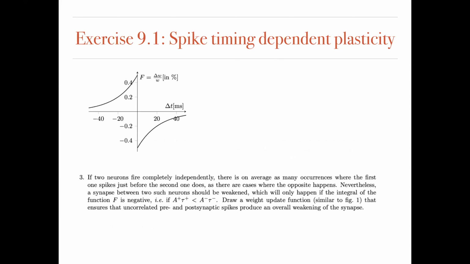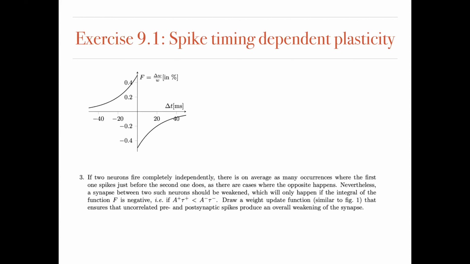Exercise 3: if two neurons fire completely independently, there are on average as many occurrences where the first one spikes just before the second one does as the opposite case, so when the second one fires before the first one. Nevertheless, a synapse between two such neurons would be weakened, which will only happen if the integral of the function f is negative. Draw a weight update function similar to the figure shown that ensures that uncorrelated pre-post spikes produce an overall weakening of the synapse.